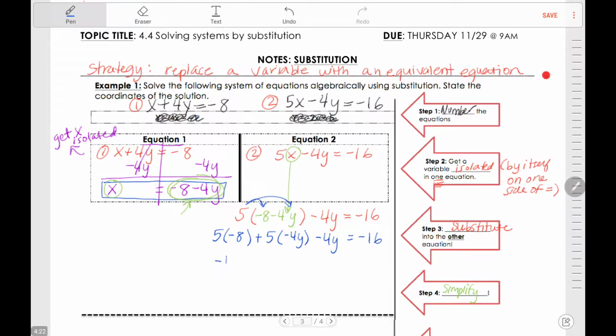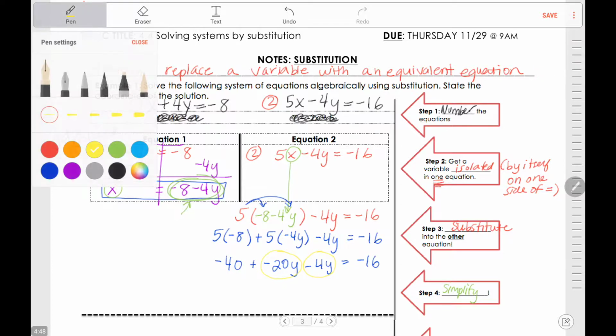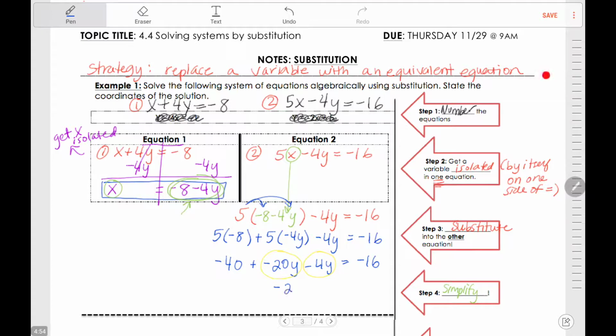5 times -8 is -40. 5 times -4y is -20y. So plus -20y, bring down my minus 4y is equal to -16. Now, can I simplify that further? Take a look at that equation. That's a lot of terms. Yes, I can. There are like terms that I can put together. I can put together -20y and -4y. When I add those two together, I have a total of -24y. Okay, bring down my -40 and the plus sign, is equal to negative 16.